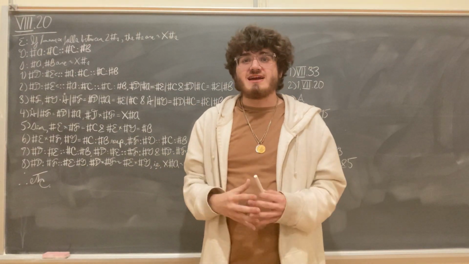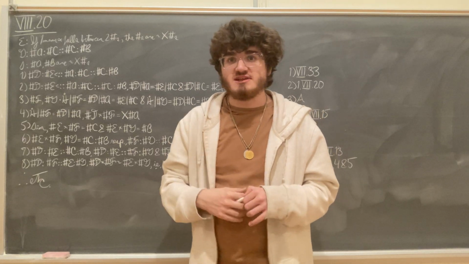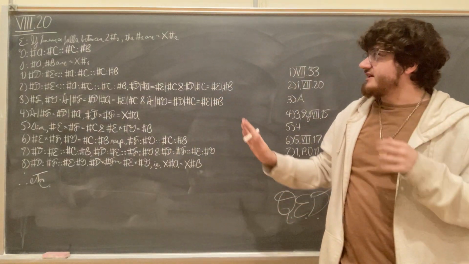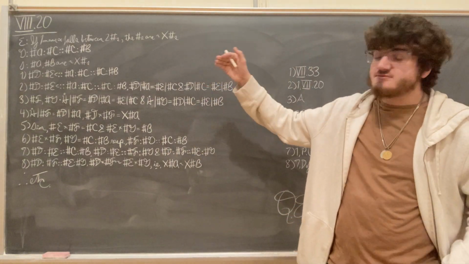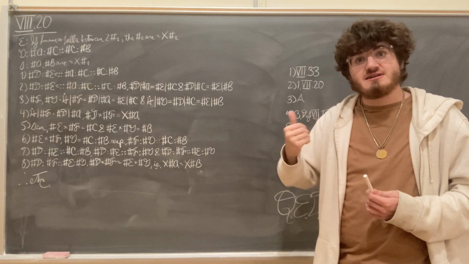Hello! This will be a demonstration of Proposition 20 from Book 8 of Euclid's Elements, which says that if one mean proportional falls between two numbers, those numbers are similar plane numbers.